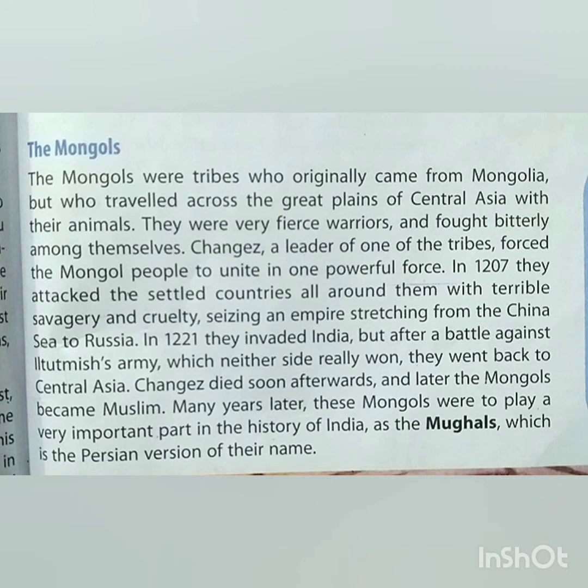They had so many tribes, and one of the tribes' rulers was Genghis Khan. Genghis Khan was the leader of one of the tribes, and he forced the people to unite in one powerful force to fight with other countries in other areas. So in 1207, they attacked the settled countries all around them, and they started to stretch their empire from the China Sea to Russia. After that, they invaded India in 1221, but there was a battle between them and the Iltutmish army, in which neither side won. After that battle, they went back to Central Asia, and after some time, Genghis Khan died.